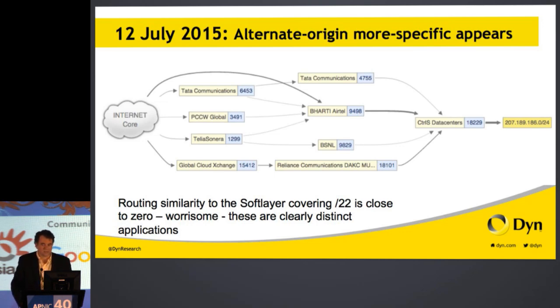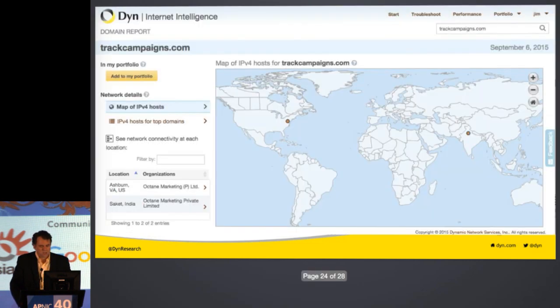So again, we get kind of worried at this point. But we don't see any continuing action. We don't see anybody trying to overwhelm it or advertise the same /24. They seem to coexist peacefully. And in fact, if you look in the routing table, that's how they are right now, coexisting happily.